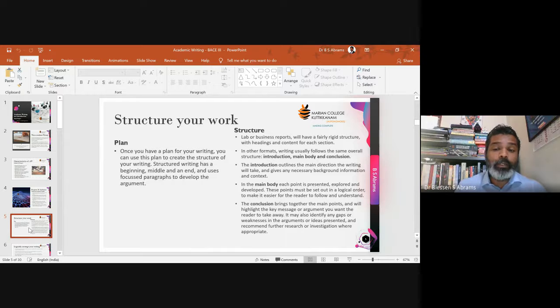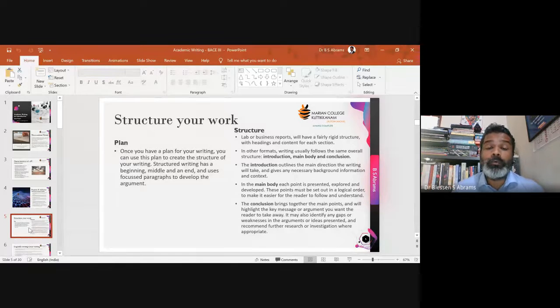It may also identify any gaps or weaknesses in the arguments. If you feel like your argument is not proper here, or someone else's argument is not proper here, or the question which is given here, the context which is mentioned here is not up to the mark, that you can mention here in the concluding paragraph.